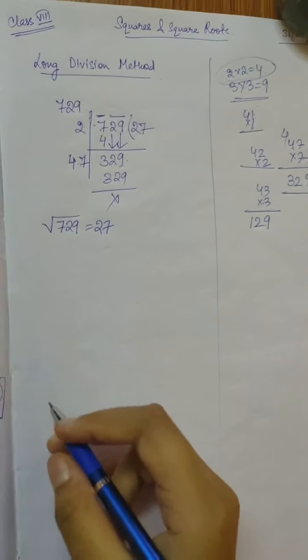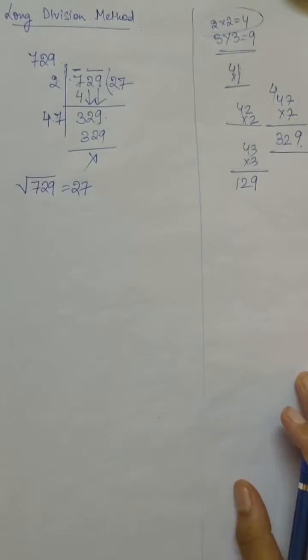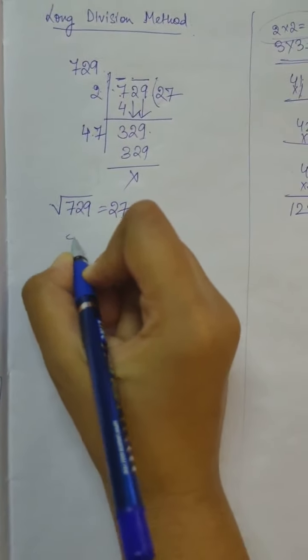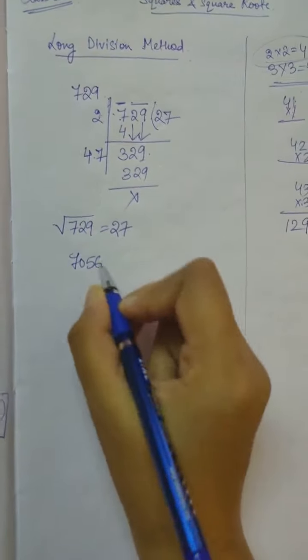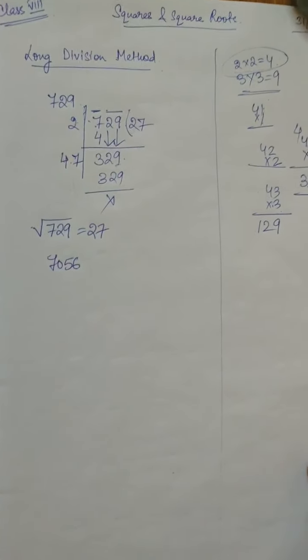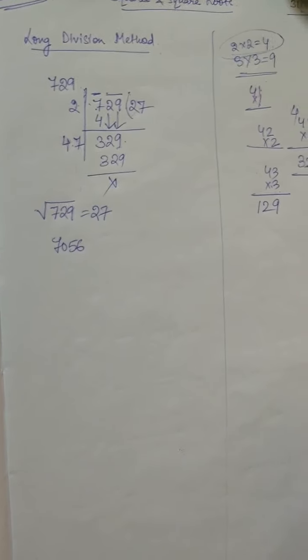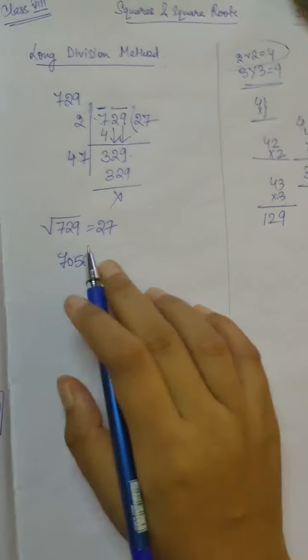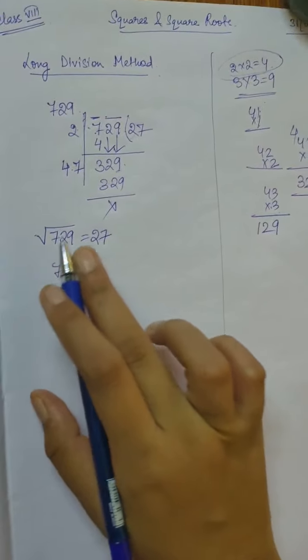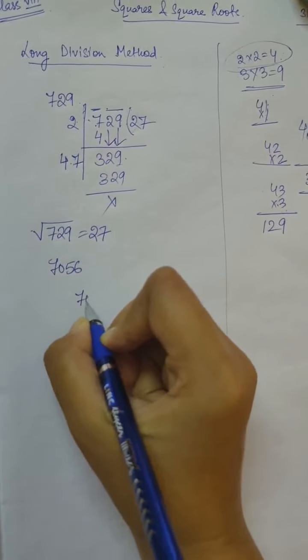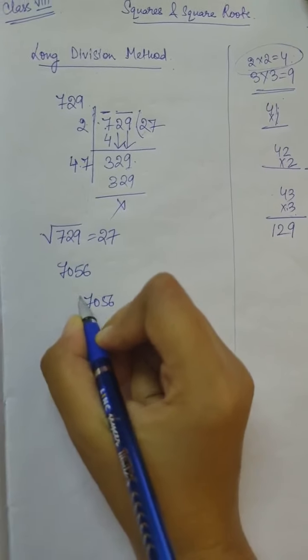Now moving on to the next one. Next I will take a 4-digit number. So my next 4-digit number will be 7056. This number was also there in your previous exercise which we have solved through prime factorization. So we already know that this number is a perfect square number. Okay, so now we will do the long division method for this number.